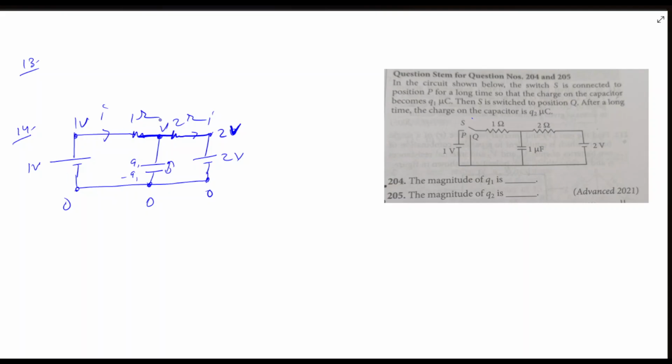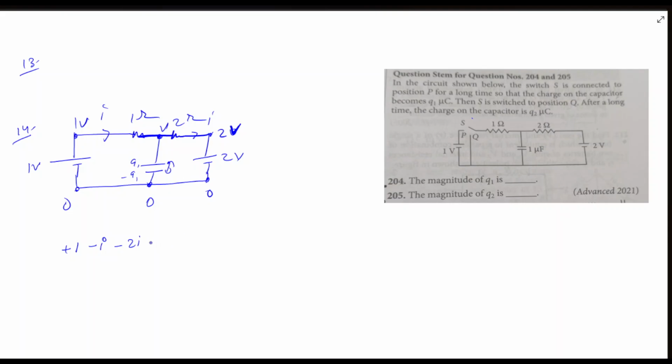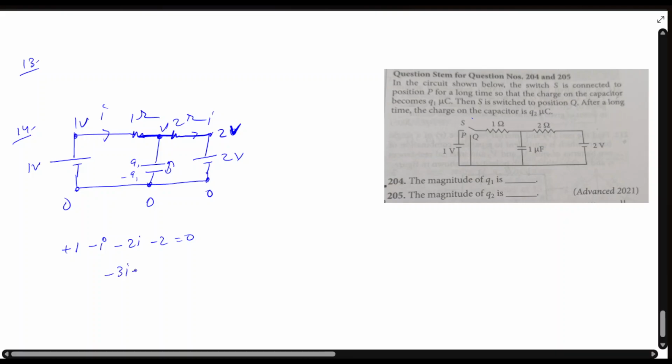So let's first find the current in this. How much will the current be? Let's use Kirchhoff's law in the clockwise direction. So it will be plus 1 minus I minus 2I, and minus 2 equals 0, right? So we'll get minus 3I equals 1. So I will be minus 1 by 3. So the direction is wrong. No worries, the direction will be like this.